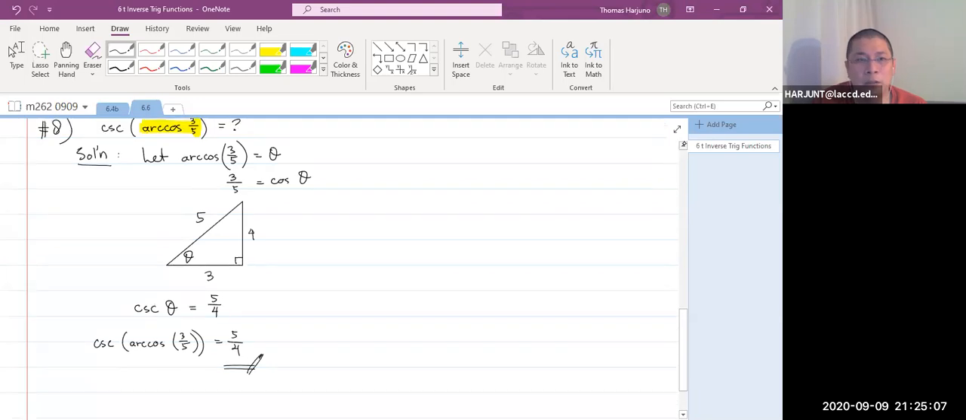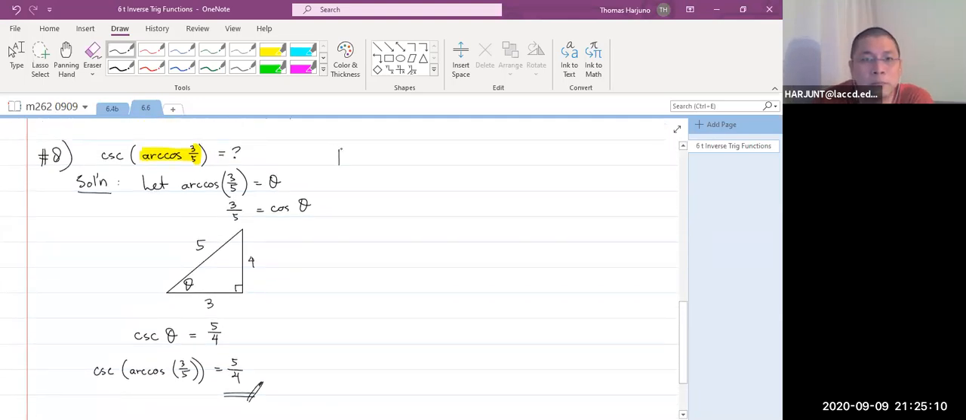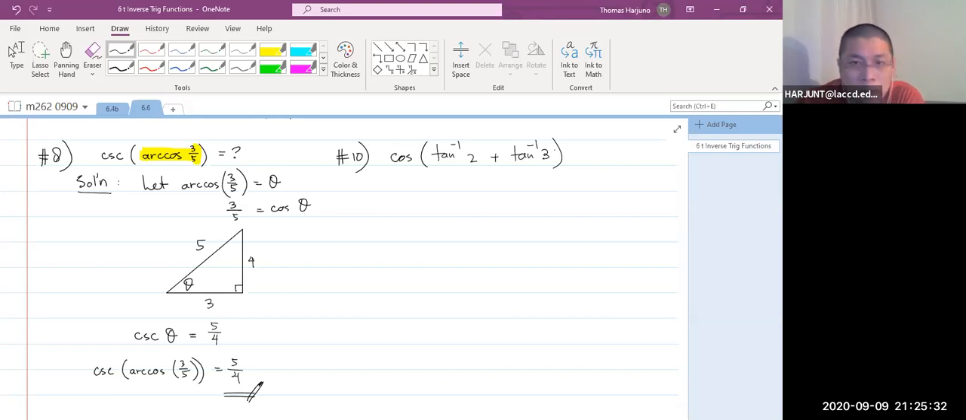How about number 10? Another interesting problem. How about cosine of tangent inverse 2 plus tangent inverse 3? I asked this question in my trigonometry class. And of course, if they knew it, they would be so upset with me because I asked a question from Calculus 2 in trigonometry class, while actually this question comes from trigonometry, which you're supposed to know before you come to Calculus 2. Now, how do we solve this?